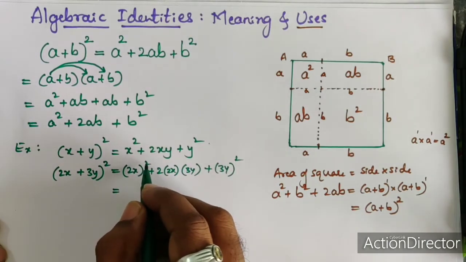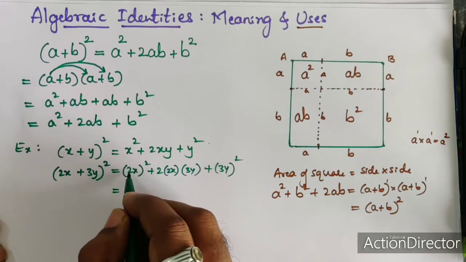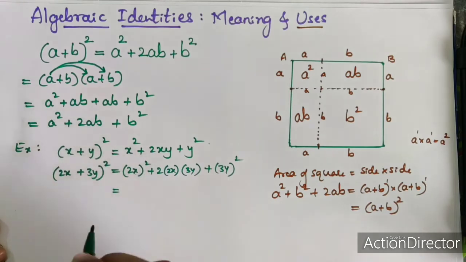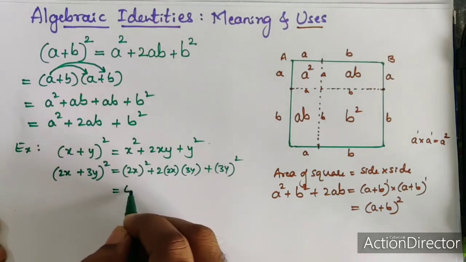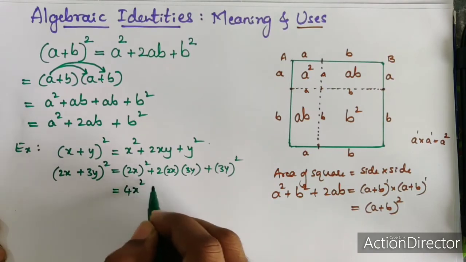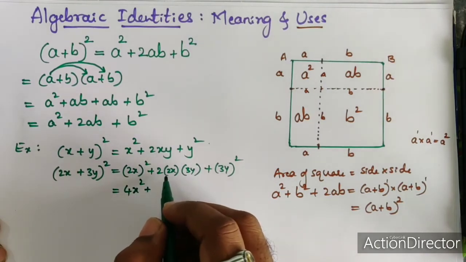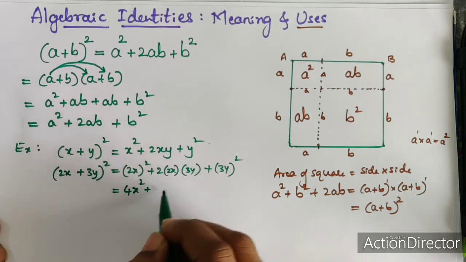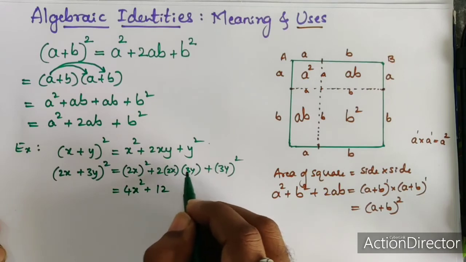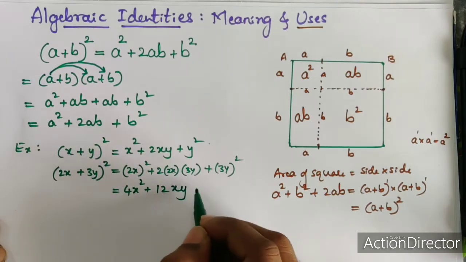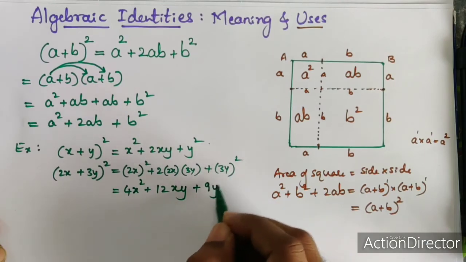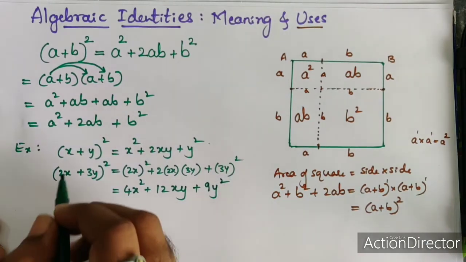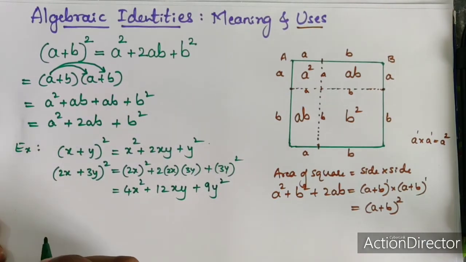See, 2x whole square, which means this square is applicable for 2 as well as x. First 2 square will become 4, then x square, plus, you have seen the multiplication of algebraic terms. First all the numbers you have to multiply. 2 into 2, 4, 4 into 3, 12, then x into y, xy, plus. So first 3 square, then y square. So this becomes the expansion of 2x plus 3y.